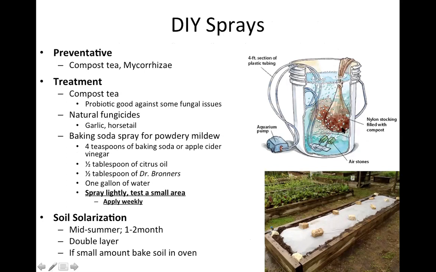For compost teas, you get some finished compost, put it in some pantyhose or cheesecloth in a bucket of water, get a $10 aquarium pump, let it bubble, add some organic molasses, and bubble it for a day or two. Then it's going to be full of healthy probiotic biology, and you just spray it on the soil and on the plants, and it creates a probiotic spray.